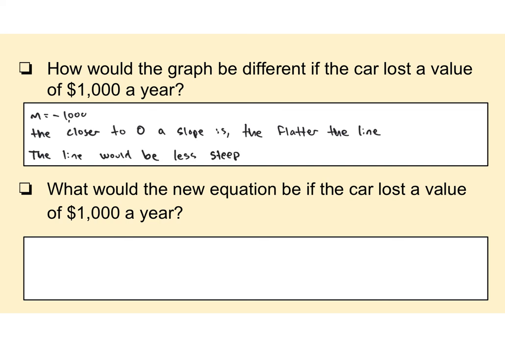And what would the new equation be if the car lost a value of 1,000? This is just to really drive home that m is your rate of change. If you change the rate at which your car is losing value, you change your m. So then here we would have y equals negative 1,000 times x plus 20,000.